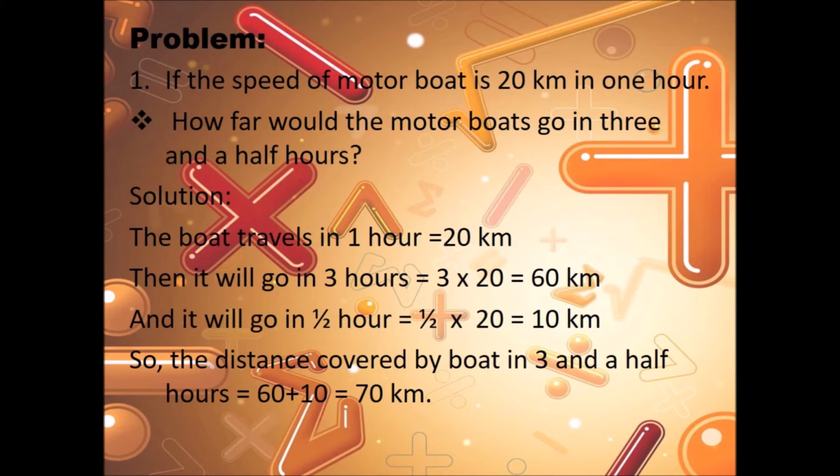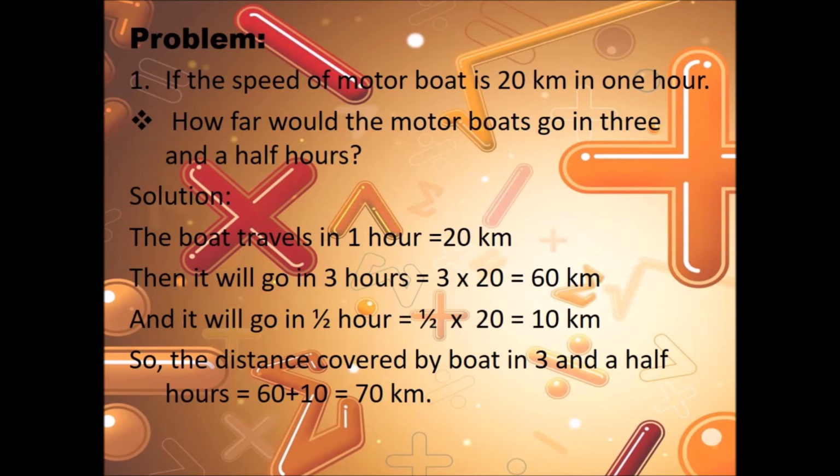But in the question they have asked 3.5 hours. That is, for the half hour also we have to calculate the distance covered by the boat. The distance covered by the boat in half an hour is calculated by multiplying 20 by half. You have to cancel the 20 by 2. That is, you have to divide 20 by 2. If you divide 20 by 2, what is your answer? Yes, 10. That is, the distance covered by the boat in half an hour is 10 kilometer.